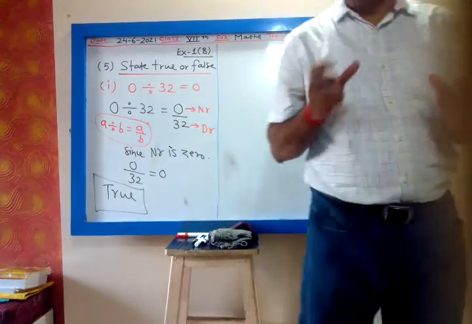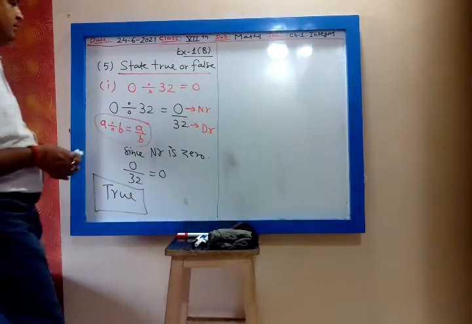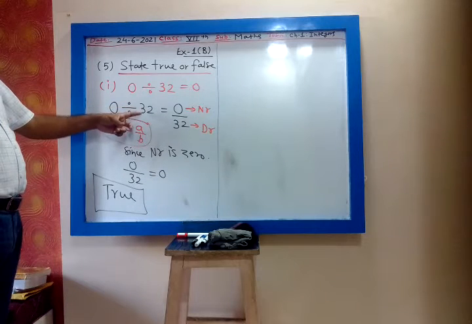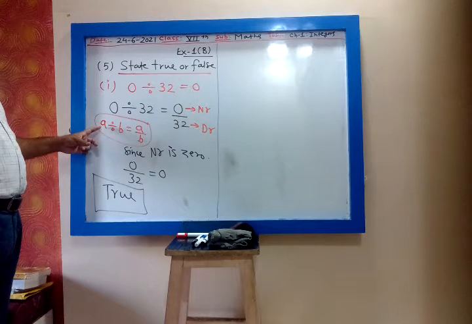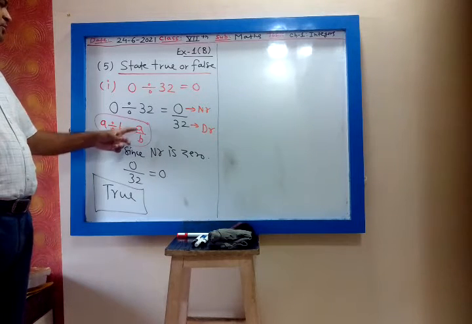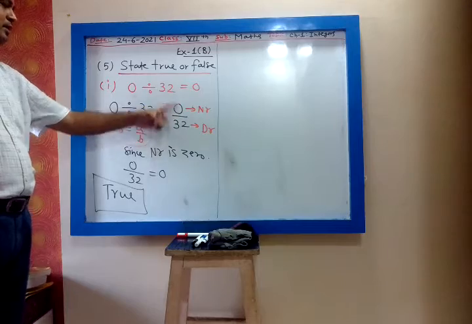0 divided by 32 is 0, whether this statement is true. So 0 divided by 32 is same as A divided by B. A divided by B, I can write A upon B. So 0 upon 32, numerator is 0, so this whole term becomes 0.